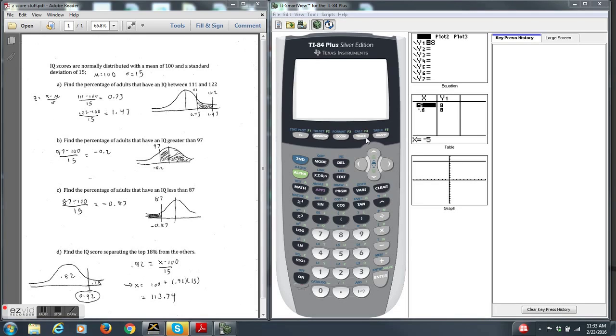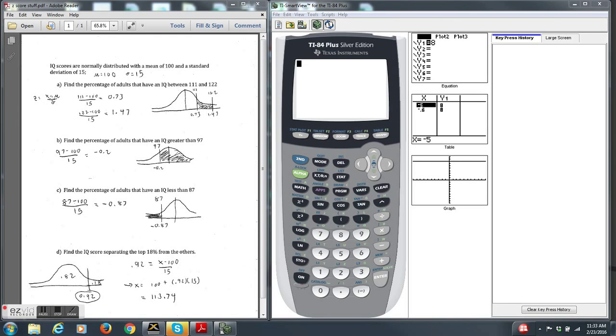So I've got the 84 calculator right here. If you have a Casio, it's something similar, but ask me in a separate email. Okay, but anyways, here are some questions I have. So IQ scores are normally distributed with a mean of 100 and a standard deviation of 15. So I went down here and I wrote mu is 100, sigma is 15. And so the kind of questions you would get are something like, find the percentage of adults that have an IQ between 111 and 122.